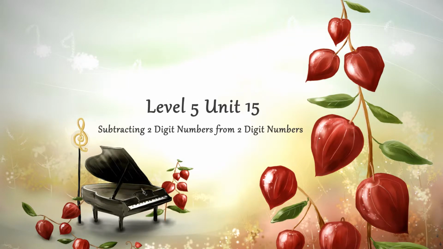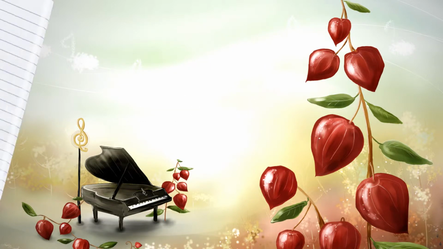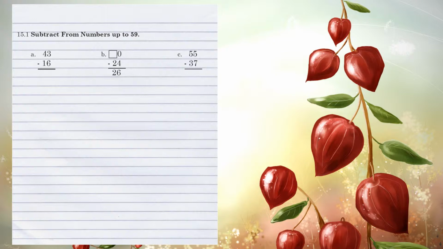Unit 15, subtracting two-digit numbers from two-digit numbers. Unit 15.1, we're subtracting from numbers up to 59. Let's look at example A.